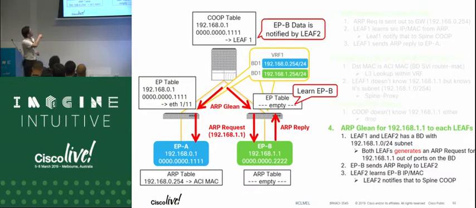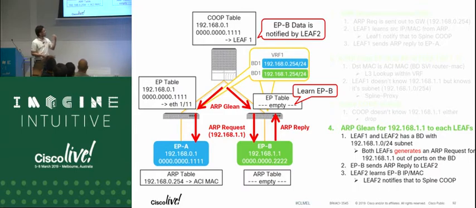So spine will send the ARP glean. Then leaf 1 and leaf 2 will check the bridge domain subnet for the unknown IP, in this case 1.1. Both of them have a bridge domain for that, so both will create the ARP request from the bridge domain SVI of each leaf. In this case, 1.1 is on leaf 2, so endpoint B will just reply.